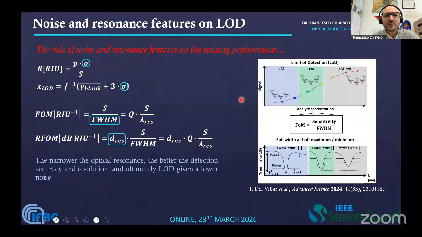Another important point that we recently studied, and which was published two years ago in Advanced Science, is the possibility of improving the performance by improving the optical shape of the resonances. So if you want to get a detection limit below femtomolar, reaching with the optical fiber device the attomolar range or even zeptomolar range, what we need to do is to have a resonance which is as deep as possible, but at the same time as narrow as possible. And this increases the resolution in the detection.